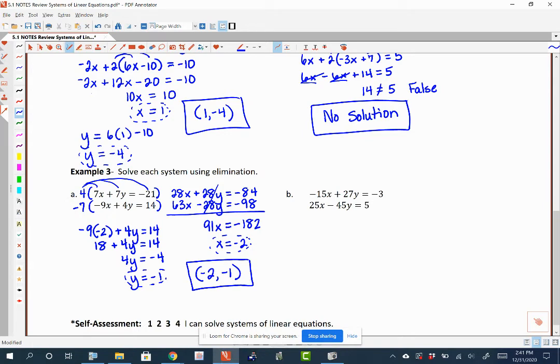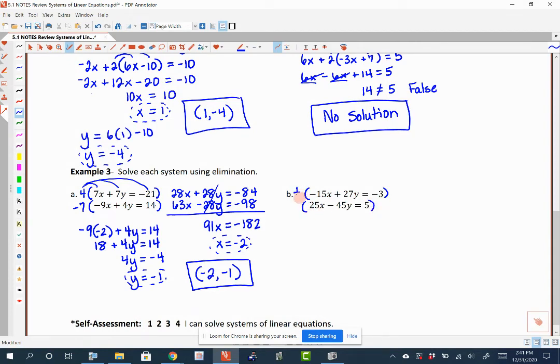So in elimination, we want to eliminate one of the variables. So in problem B, I want to think about this one maybe a little bit different. Sometimes, instead of making equations bigger, we can make them smaller, those coefficients and constants smaller, to help us eliminate. So for instance, looking at some of these numbers, maybe they're a little bit big and you're thinking, I wish they were a little bit smaller. Well, I notice that 15, 27, and 3 are all divisible by 3. And 25, 45, and 5 are all divisible by 5.